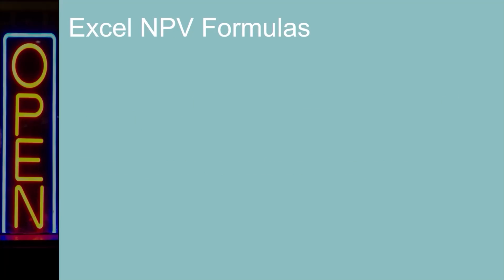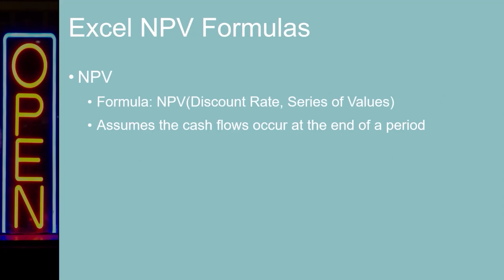Excel has two NPV formulas. NPV, the formula for this is NPV, and in parentheses, you put in the discount rate and the series of values. One thing to note about the formula is that it assumes the cash flows occur at the end of a period. Most of our cash outflows occur at the beginning of the year. So you'll see in the metric analysis worksheet that I run the NPV formula for years 2 through 5 and then add the first year's cash flows.